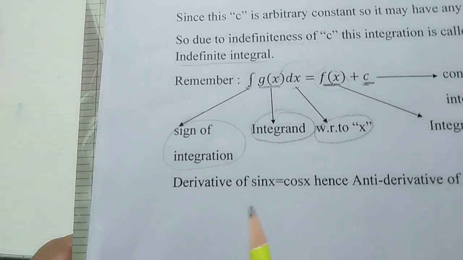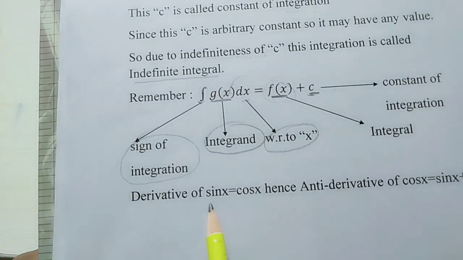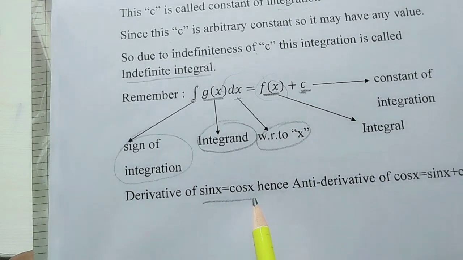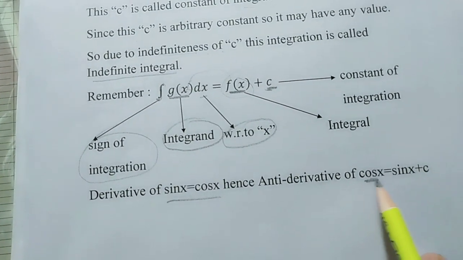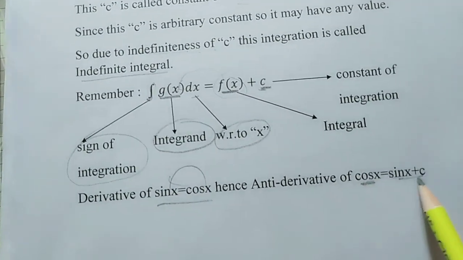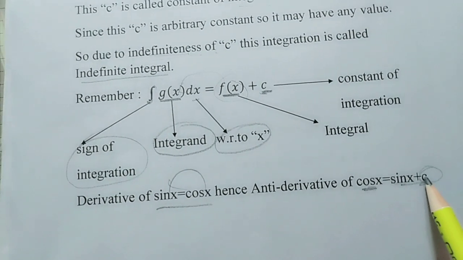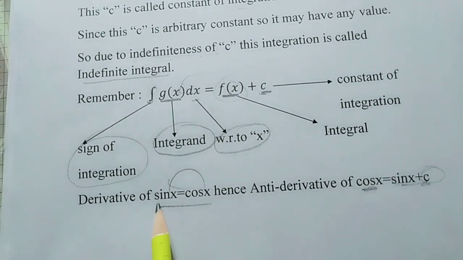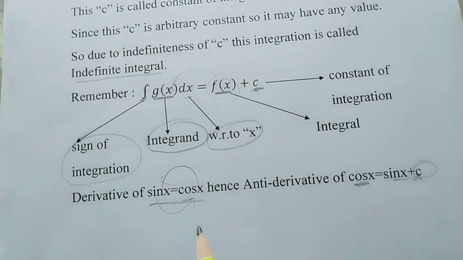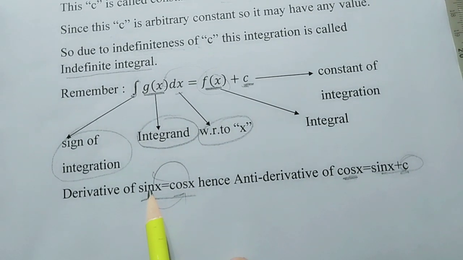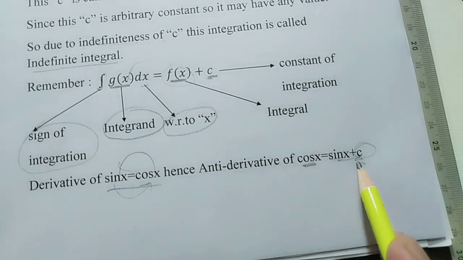So finally the conclusion is that the derivative of sin x is equal to cos x. Hence the antiderivative of cos x will be sin x plus c. So c will have to be written. The derivative of sin x is cos x, so the integral of cos x will be sin x, but with plus c.